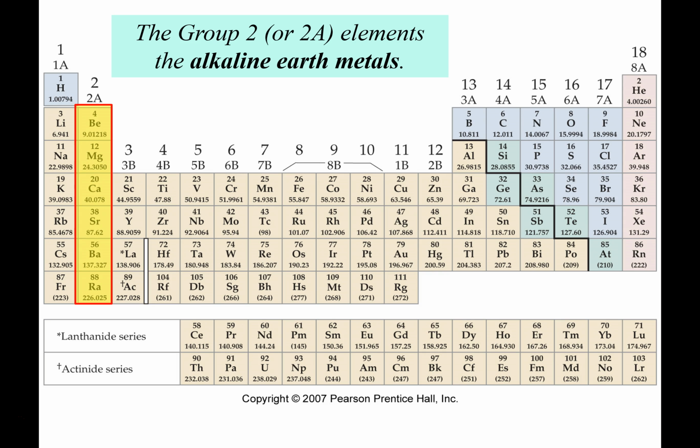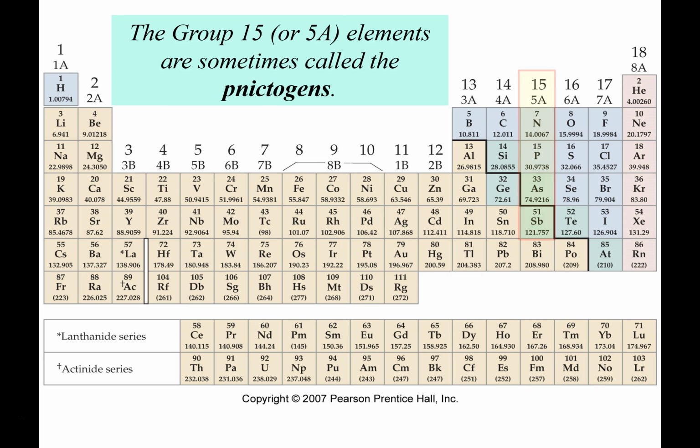Now these are new to me. We're going to skip over here to our other group A elements. Don't have to worry about 3A or 4A, but the 5A group elements are called the, I'm not sure how you pronounce that, pnictogens. But you can kind of see nitrogen in that.